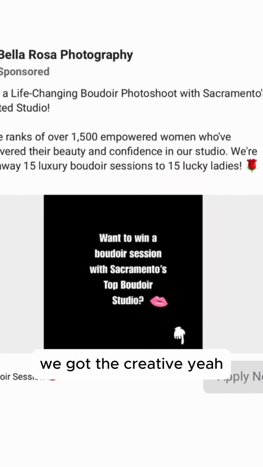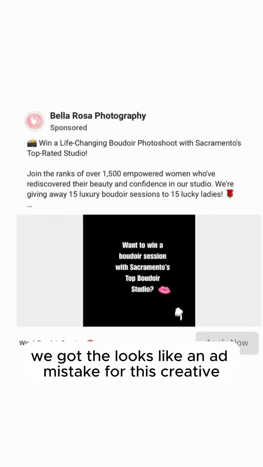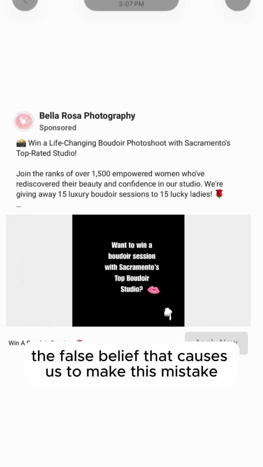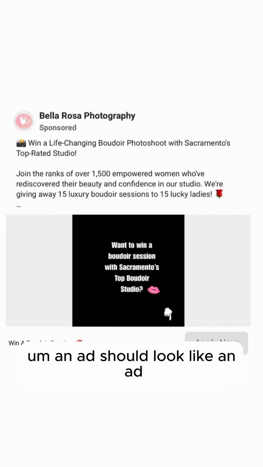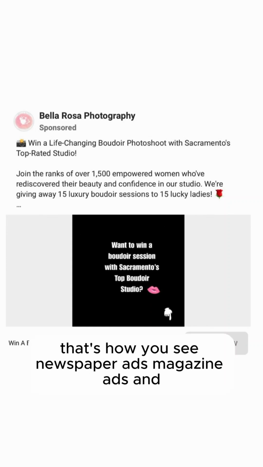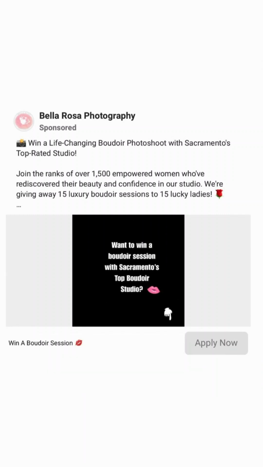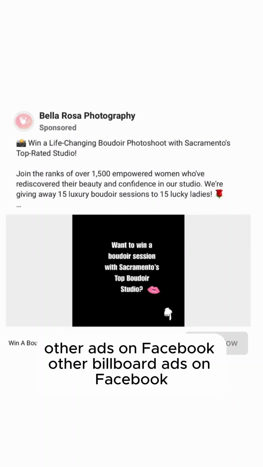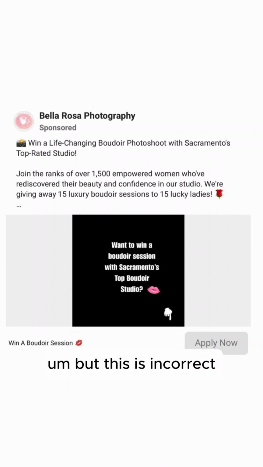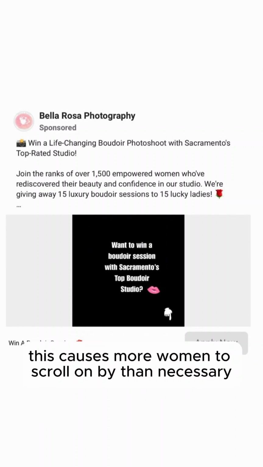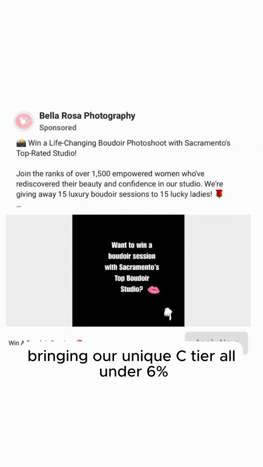We got the looks like an ad mistake with this creative. So the false belief that causes us to make this mistake is that we actually believe an ad should look like an ad. So that's how we've seen newspaper ads, magazine ads, and TV ads, other ads on Facebook, other boudoir ads on Facebook. So we believe our ad should look like an ad. But this is incorrect. This causes more women to scroll on by than necessary, bringing our unique CTR all under 6%.